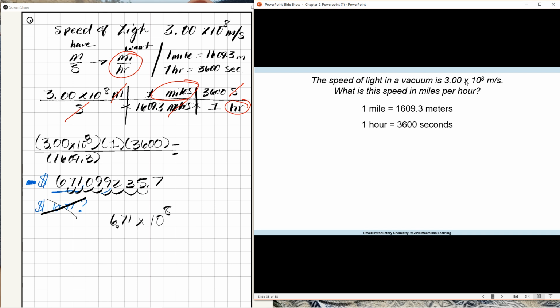And now I'm going to include my units, because if you don't include your units, then what do you got? 6.71 times 10 to the 8, what? Meters? Miles? Right? You did all that work for nothing. So include your units. Miles per hour.